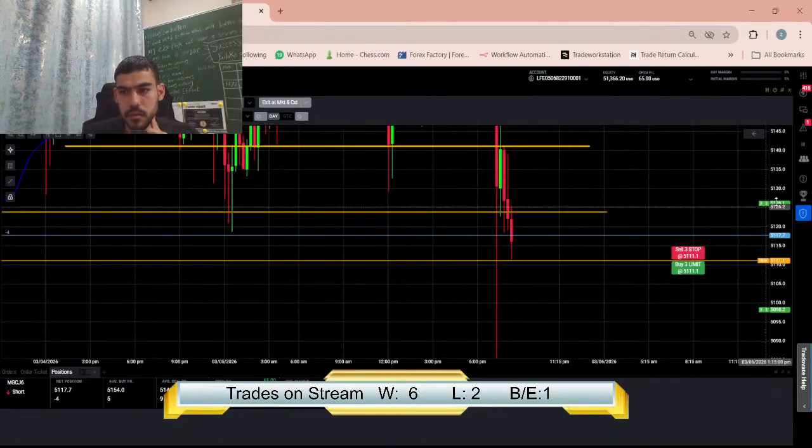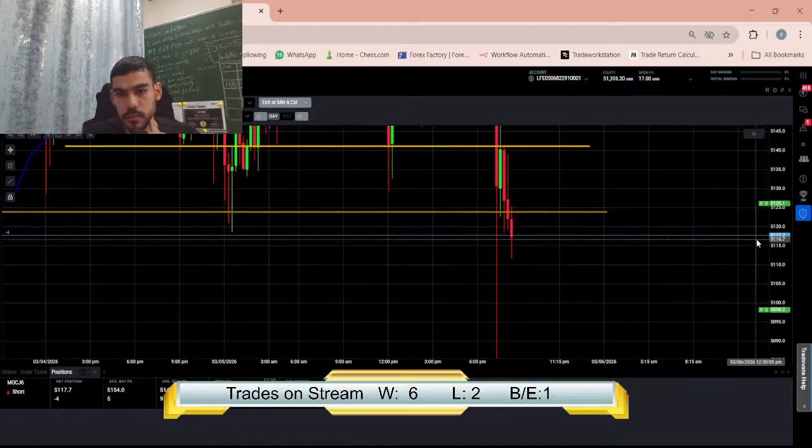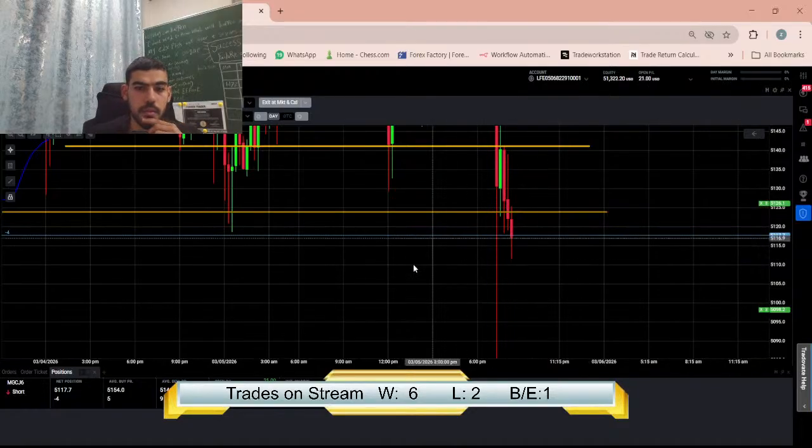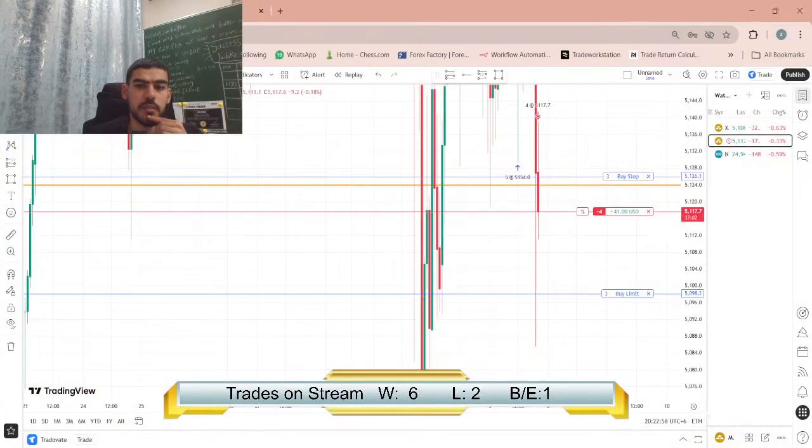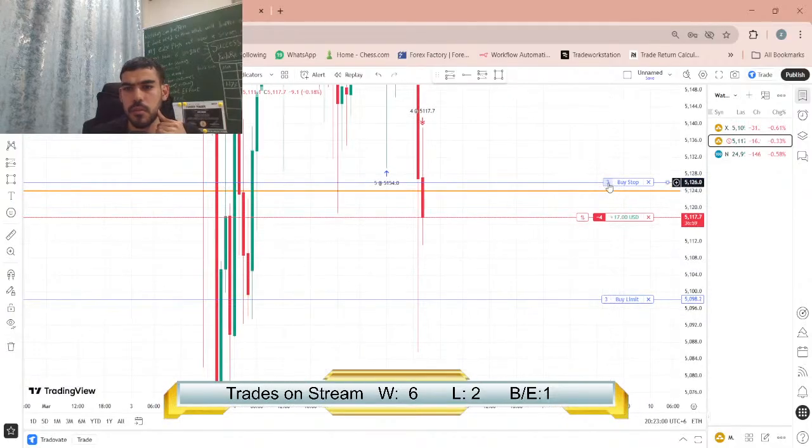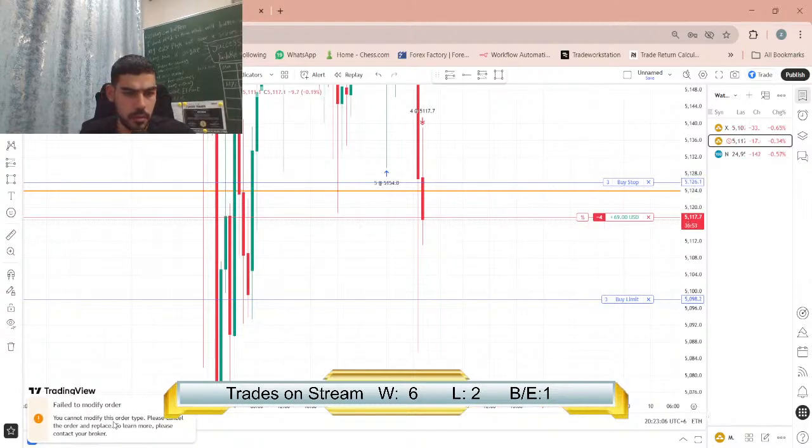That's not good. I think I'm going to put my break even right here, because this does not look good at all. It doesn't want to break below this area. It didn't accept it. What? Failed. You cannot modify. Please cancel the order and replace. Oh, okay.